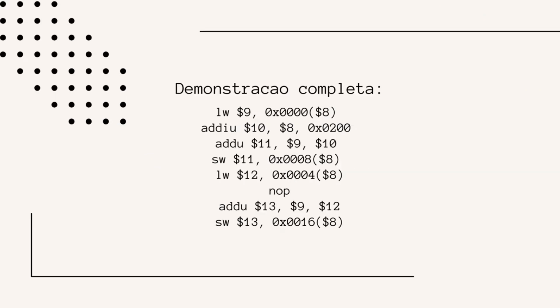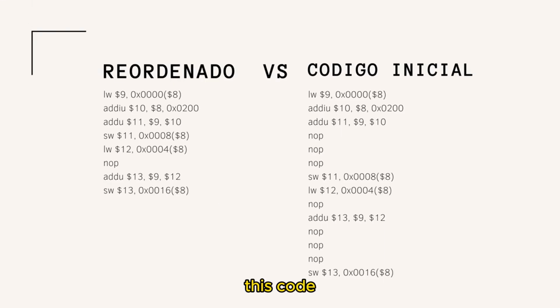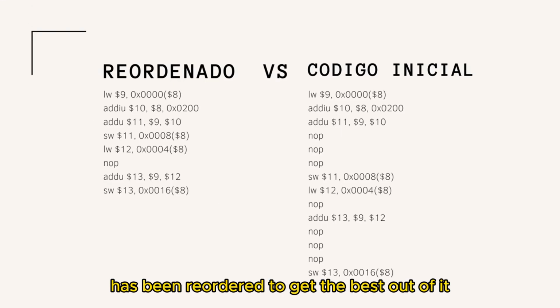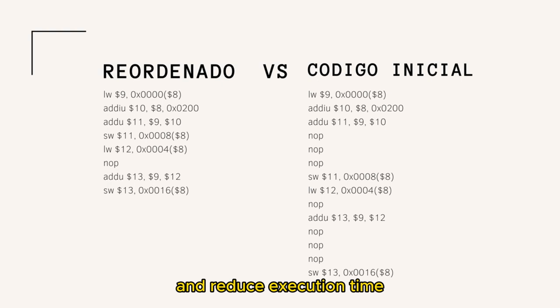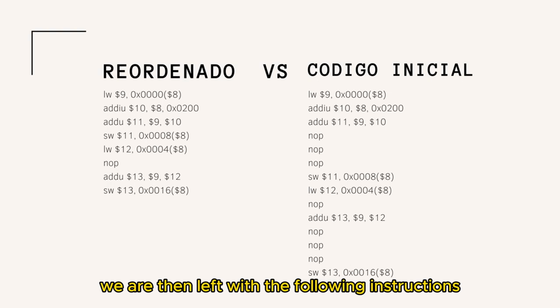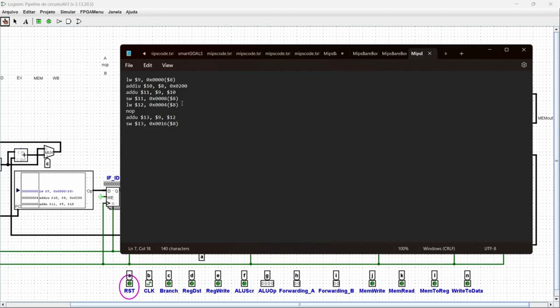And to close, let's go to a full demo, running operations in our simulator. This code has been reordered to get the best out of the instructions and reduce execution time, using lines of code as spacing, thus avoiding hazards. In addition, we use memory forwarding to pick up instruction values with consecutive dependencies, avoiding even more bubbles. We are then left with the following instructions executed in the simulator.